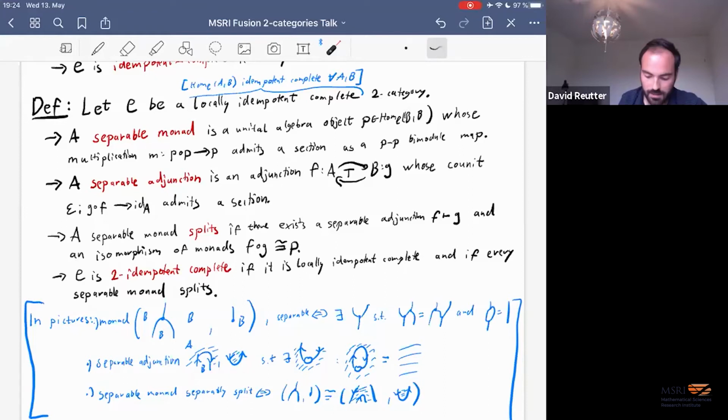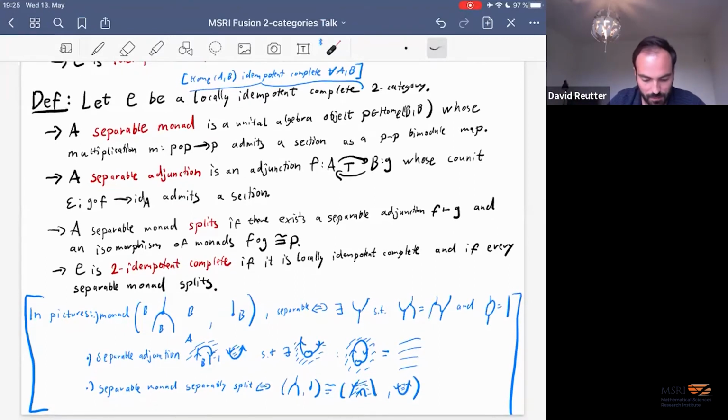Here is an adjunction drawn, such that there exists some section of the counit, and this section doesn't need to fulfill any other properties than being a section of the counit. And the statement that the separable monad splits is just saying that this monad is actually isomorphic, as a monad, to this pair of monads that I can create from the adjunction. This really gives a visceral sense in which the monad splits. It really splits apart.